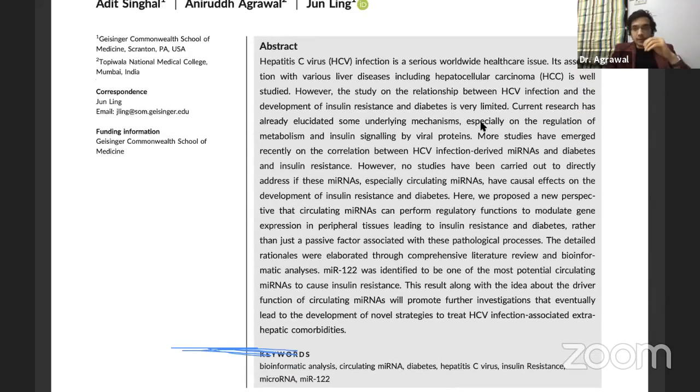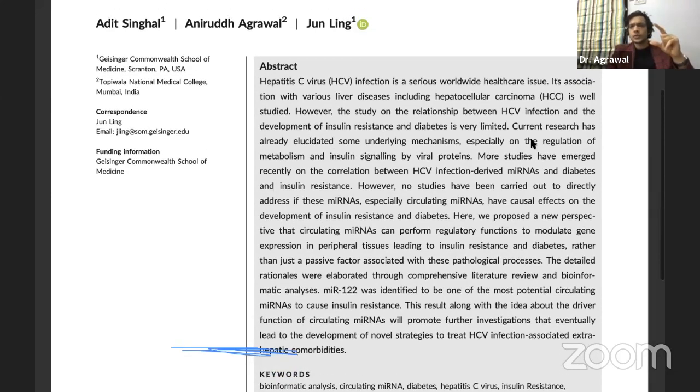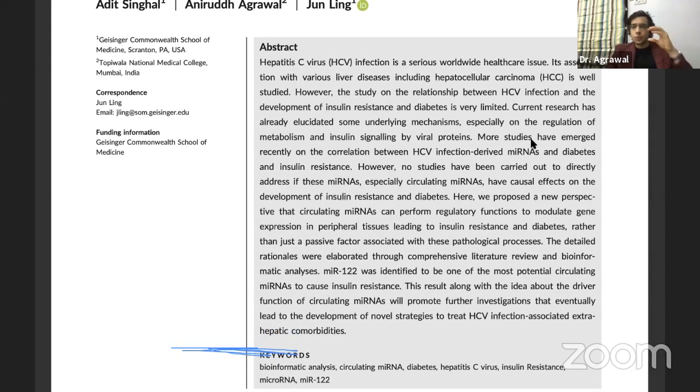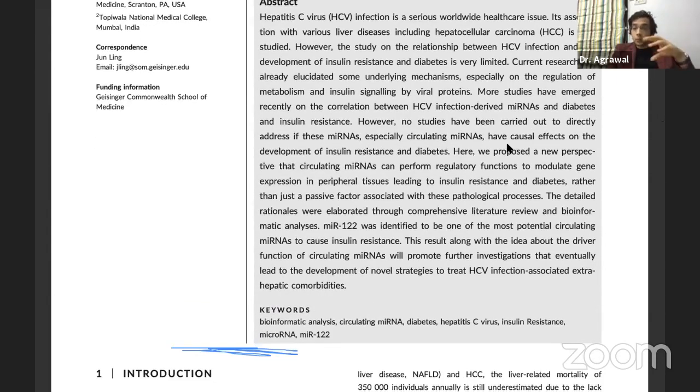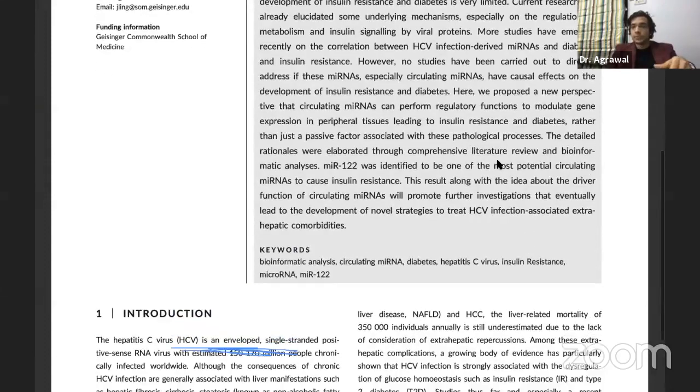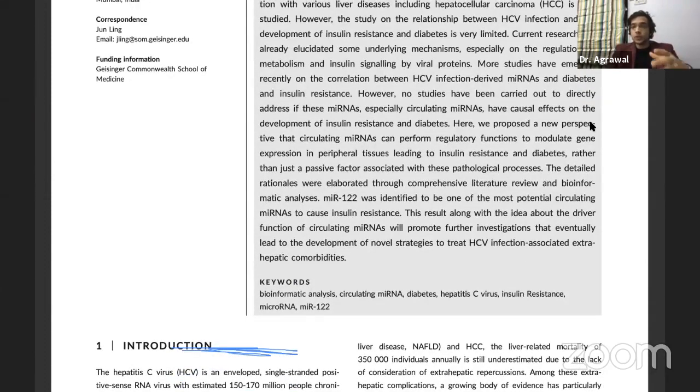So we have essentially said where the study is limited. Then we have gone on to speak about what the current studies show, then what the gaps are in today's literature, and how we will be addressing these gaps. We propose a new perspective that circulating miRNAs can perform regulatory functions to modulate gene expression, right?